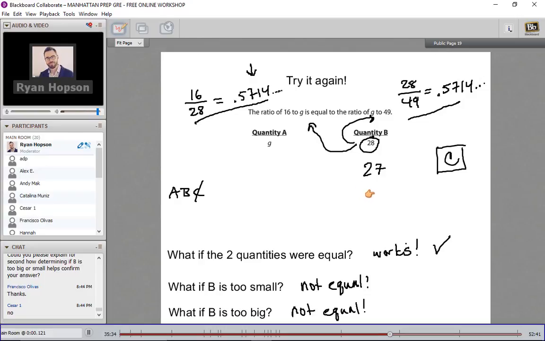If we try something less than 27, will these two quantities be equal? Nope. Absolutely. So quantity B can't be greater. What if we plug in something greater than 27? Will it make this part true? Or rather, could it make this part true? Very good. So in that case, we would know that the answer to this problem is greater than 27, and so answer choice A would have to be correct. Does that make sense, Max?